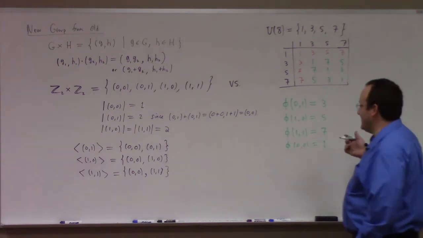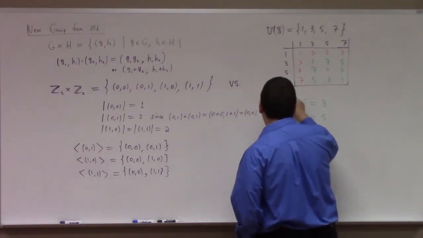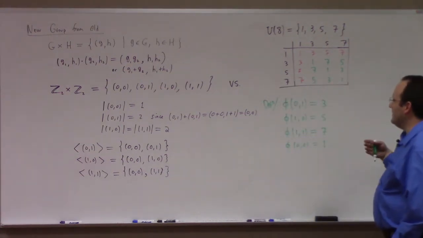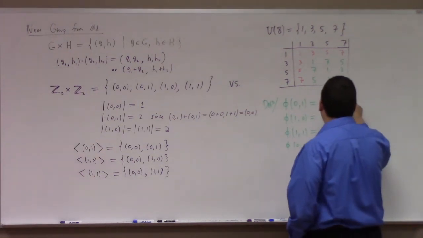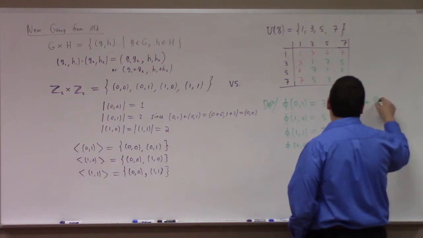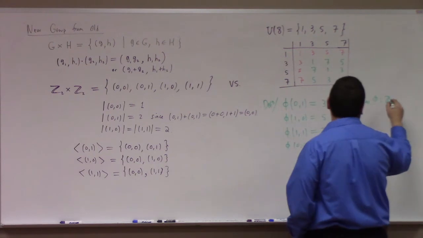Okay, so let's work it out, right? So here's the definition. This is my definition. So, does that suffice? Does that define phi on Z2? Yeah, I think so, right? Why is that? I said Z2. I mean Z2 cross Z2.